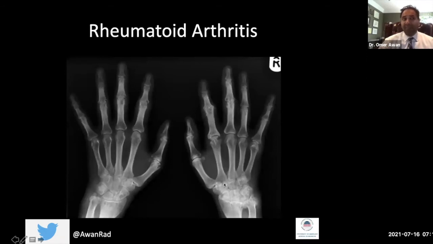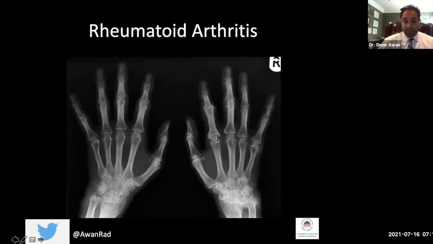In fact, I think this was case 5 of the quiz that I showed at the beginning, right? Notice that there are a lot of erosions, predominantly at the wrist. The radiocarpal joint is involved, the intercarpal joints are involved. All these lucencies are erosions. You can also see erosions at the second and third MCP joints and the second PIP joint, which are very important joints to look at in RA. These three joints tend to be involved in RA.